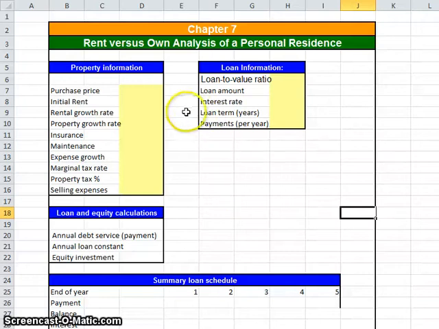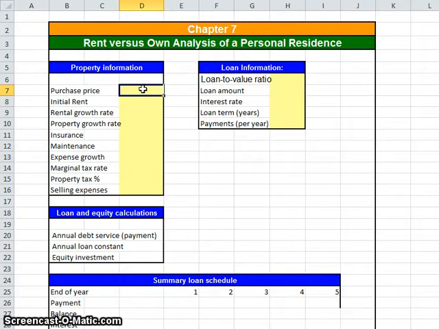My name is Matt McCarthy, and this is Rent versus Own Analysis of a Personal Residence. So first I have our Excel sheet here, and I will start putting in the specifications.